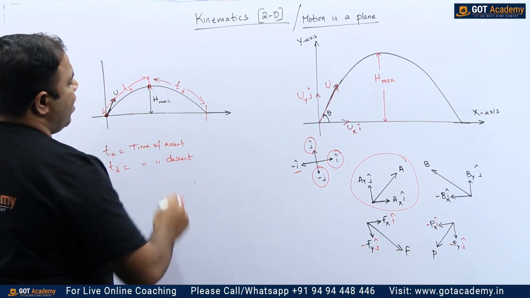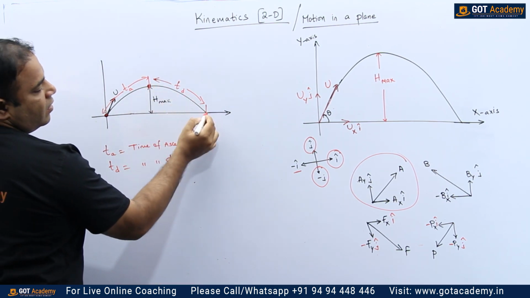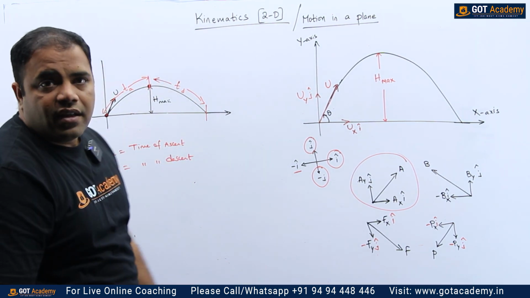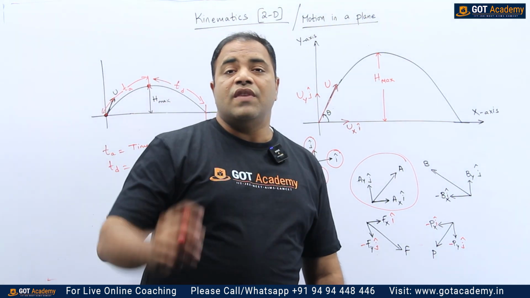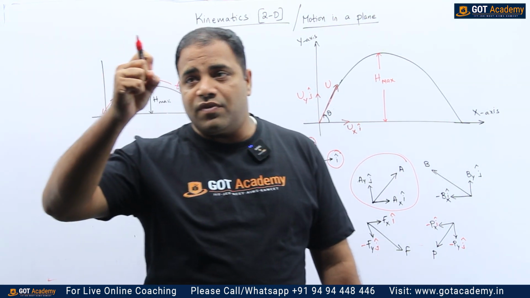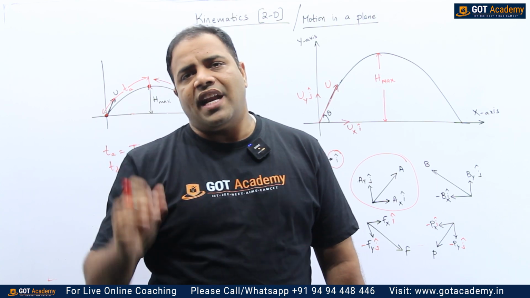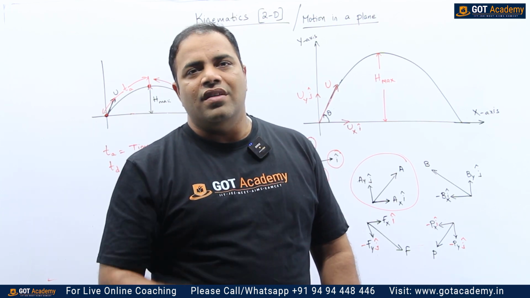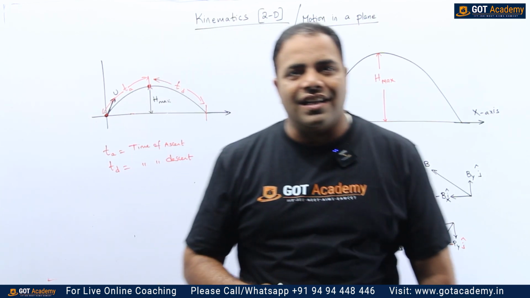The time taken by the body from maximum height to ground is called the time of descent. Suppose a body is projected from maximum height, simply released. The time taken for it to reach the ground is called the time of descent.